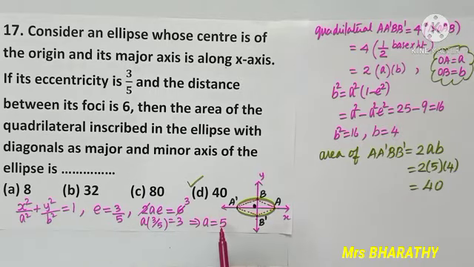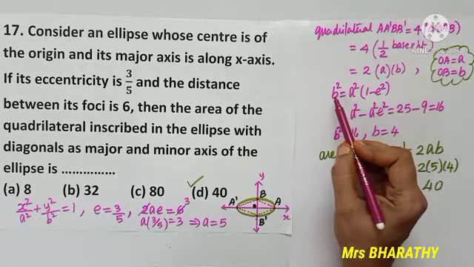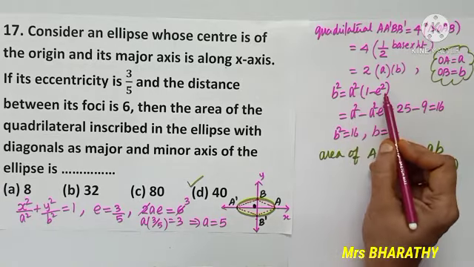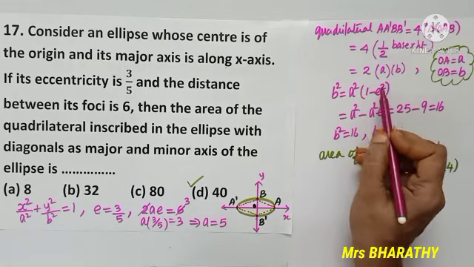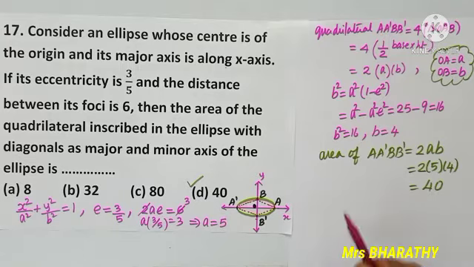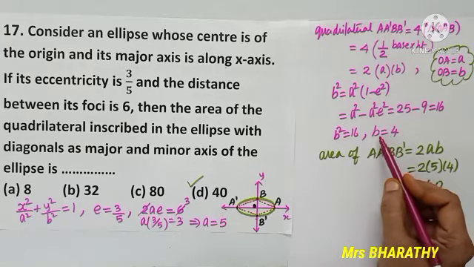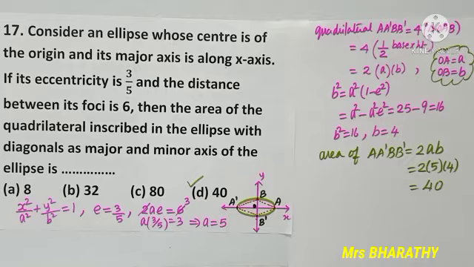Once I know A, remember the formula, B square is A square into 1 minus E square. Or I can say A square minus A square E square. So we get B square is 16 and so B is 4. Look at the ellipse. We need to find the quadrilateral inscribed, that is A, B, A dash, B dash. Here it is so symmetrical that it is 4 times this triangle.